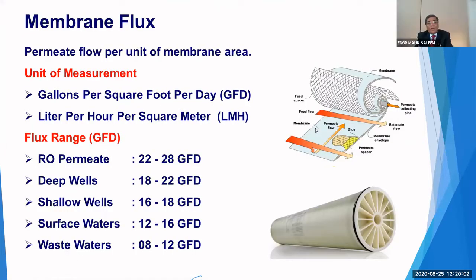Now, another term which is used in membrane technology or in the design is the membrane flux. Membrane flux is basically the water permeate flowing. We have two streams, one is the product and one is the reject, and the first one is the feed water stream. Flux is the product water flowing per unit area of the membranes. And this flux is very important in the design of RO plants, and its measuring units are GFD or LMH, gallons per square feet per day, or liters per hour per square meter.